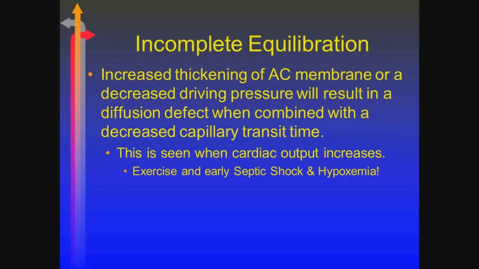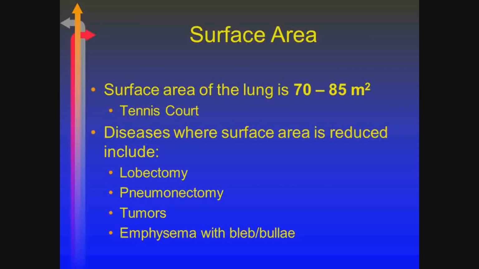And we just talked about this. Septic shock, as we'll find next semester, septicemia is manifested by a hyperdynamic cardiac output. So you end up having cardiac outputs of 10, 12 liters per minute. And in that case, the same kind of process happens: you may have inadequate time for equilibration because of that shortened capillary transit time, and you end up developing hypoxemia.